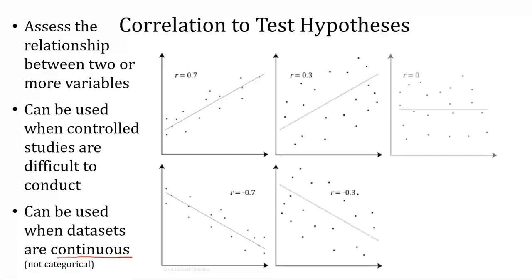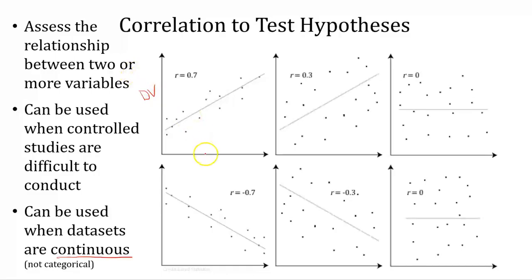So this shows different levels of correlation. Remember that the dependent variable is always on the y-axis, and the independent variable is always on the x-axis. Here we're showing directly proportional relationships between the variables, and these are inversely proportional relationships. Here, as I increase the independent variable, it looks to cause an increase in the dependent variable. Here, if I increase the independent variable, it seems to decrease the dependent variable.